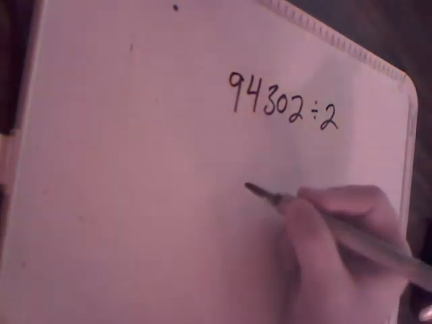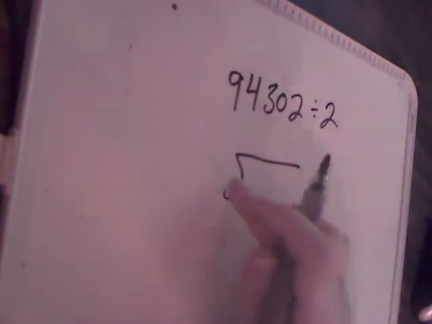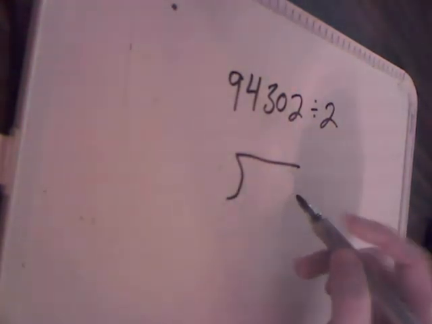Alright, we're going to take a look at basic division. The first problem we're going to look at is 94,302 divided by 2. Something I've seen that a lot of people seem to struggle with is remembering which number is supposed to go inside the division sign and which number is supposed to go outside the division sign.